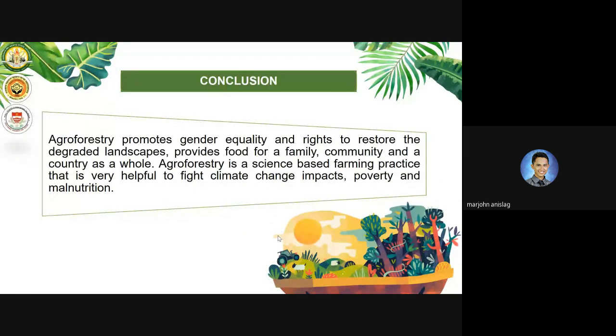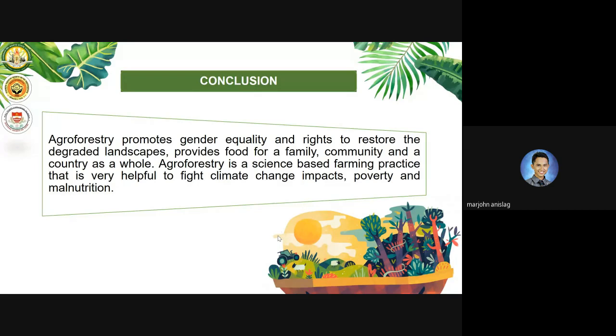Any one of us, regardless of gender, can have the right to agroforestry establishments to restore the degraded environment. These are tasks that everyone can do and manage. Moreover, agroforestry can promote gender equality and rights to restore degraded landscapes and provides food for a family, community, and country as a whole.